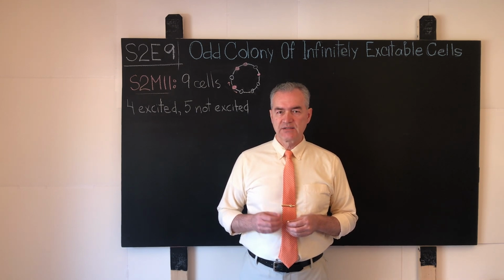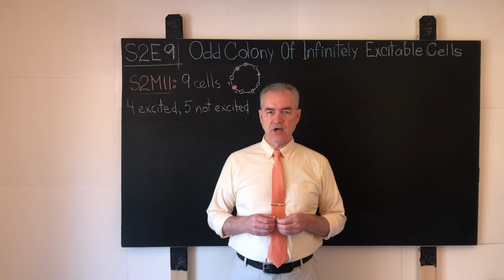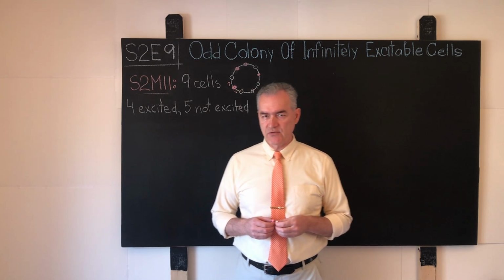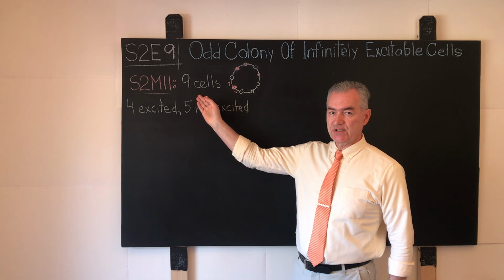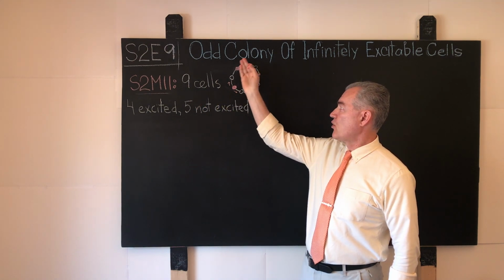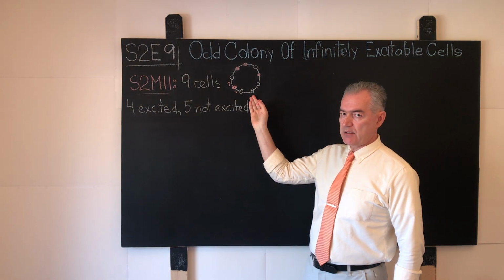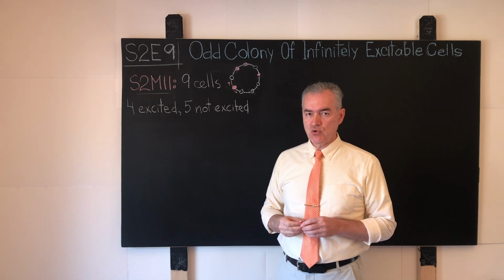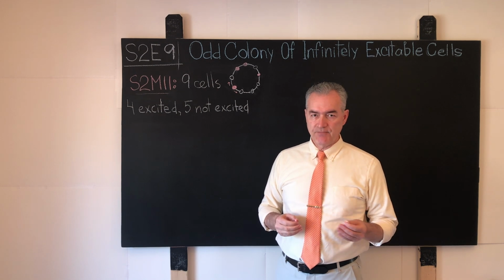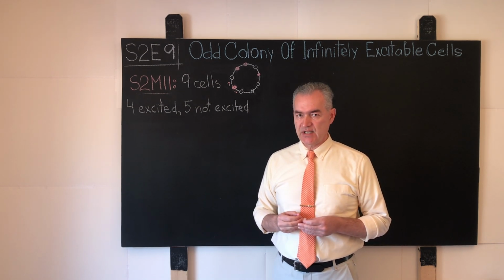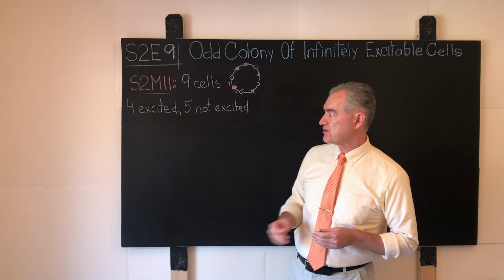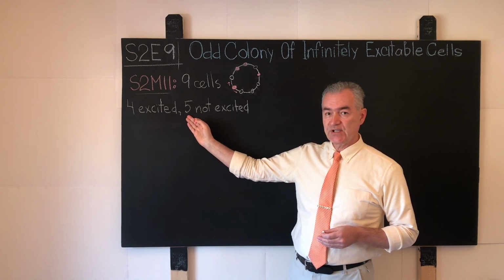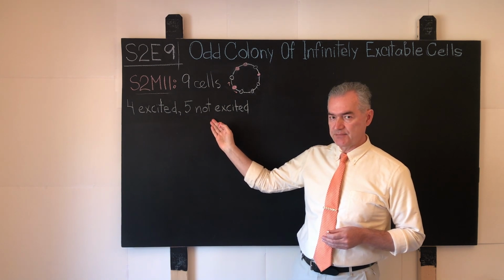The thumbnail and the title of this episode should read Odd Colony of Infinitely Excitable Cells, because in the mathematics problem S2M11 we're given 9 nerve cells that are sprinkled uniformly over the periphery of a circle, and each and every such cell can be in only one of two mutually exclusive states: excited state and not excited state. We're told that in this colony of nerve cells, precisely 4 cells are in the excited state and precisely 5 cells are in the not excited state.